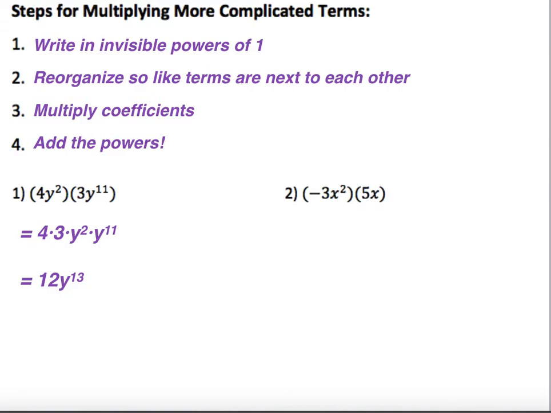For your very final answer, you tend to leave off the times signs to write it in the simplest form possible, just 12y to the power of 13. Because remember, if there's nothing between your 12 and your variable, it's presumed that it's an invisible times sign. Go ahead and try question 2 and pause the video till you're done.